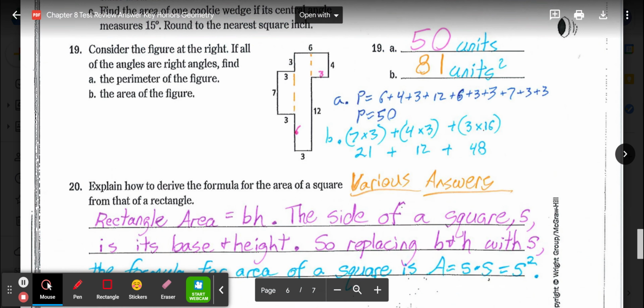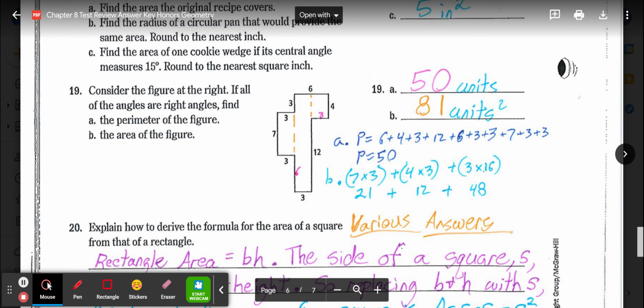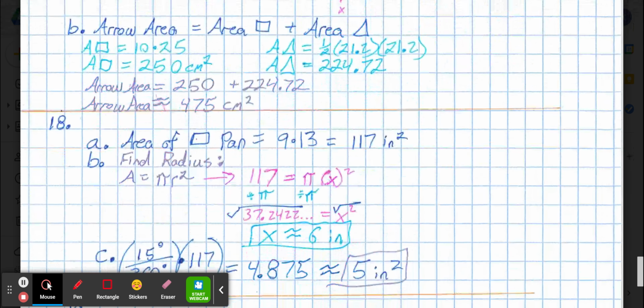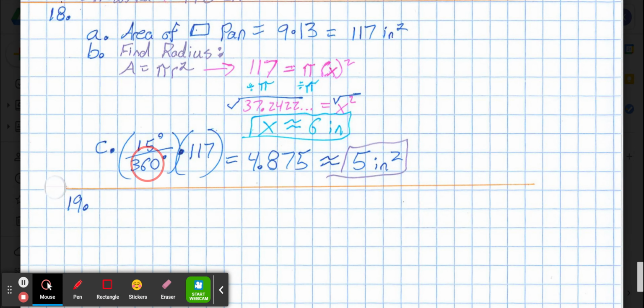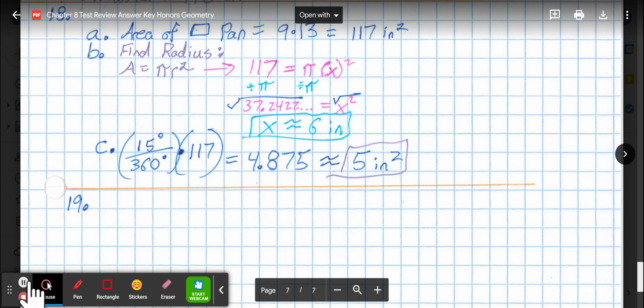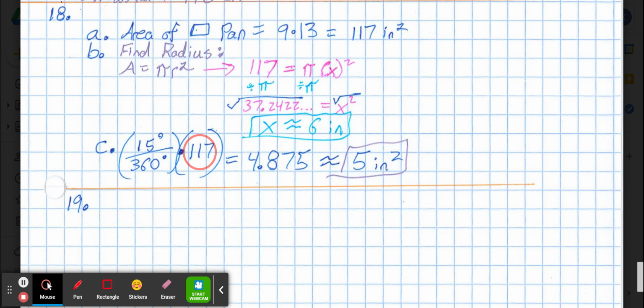Then for part C, find the area of a cookie wedge if its central angle measure was 15 degrees, round that to the nearest square inch. So in that case, it'd be 15 degrees out of the 360. So if we do 15 divided by 360, multiplied by that overall area of 117, we'll get the area of that section, which comes out to 4.875. So that would be approximately 5 square inches.